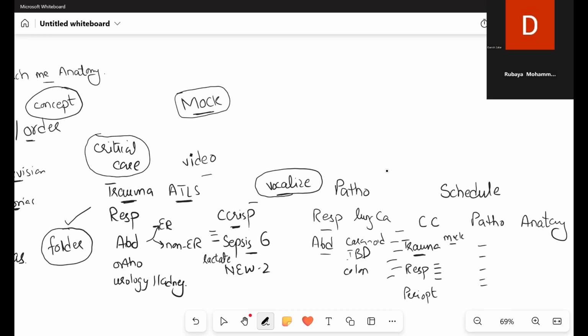It has airway as a chapter, breathing, circulation, so A, B, C, D, E. Each one is a chapter, and assessment and management are given separately in that. There are also topics about carbon dioxide and oxygen balance, the Haldane effect, the Bohr effect, and everything is there in the book. I think you don't need to go into that much detail.